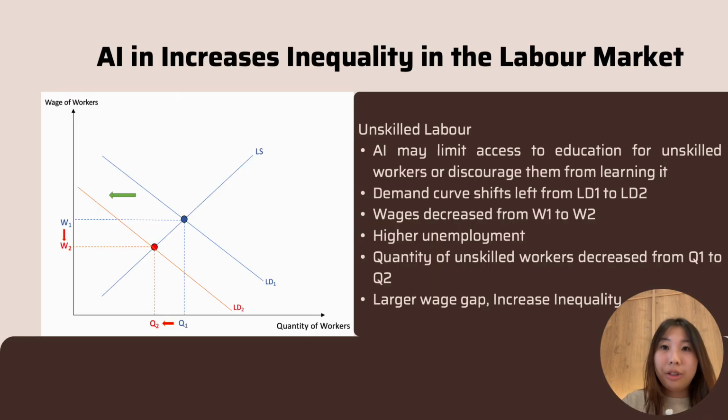Lastly, I will discuss generative AI and the labor market. As AI continues to advance and becomes more integrated into various industries, the need for skilled labor increases. This causes the demand curve for skilled workers to shift to the right from D1 to D2, resulting in higher wages, W1 to W2, and greater employment levels, Q1 to Q2.